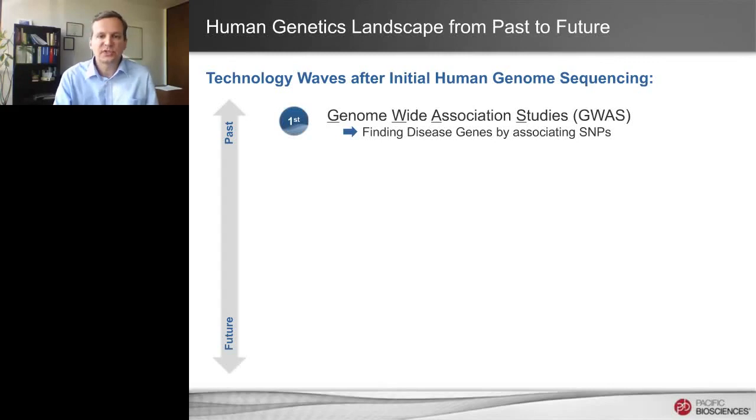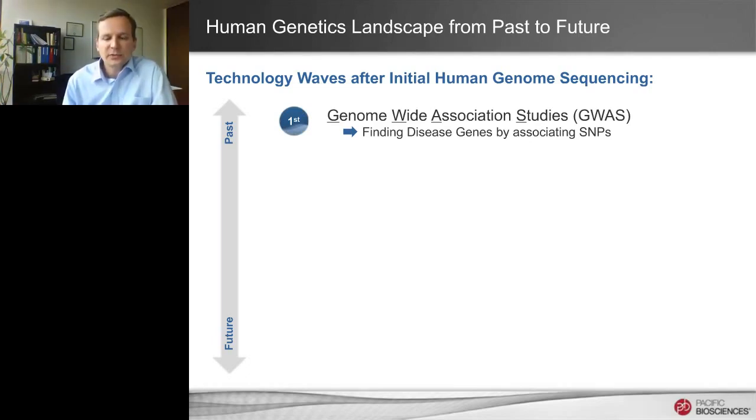I would like to discuss the value and application of PacBio sequencing in the context of the waves of the different technologies after the initial human genome sequencing. So after the human genome was sequenced for the first time, the first wave was genome-wide association studies, or GWAS, which was focused on finding single-nucleotide polymorphisms, or SNPs, single-base changes in the genome compared to the reference genome to associate them with natural variation and also with disease.